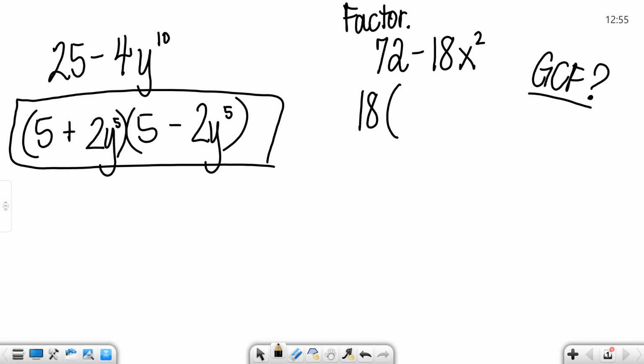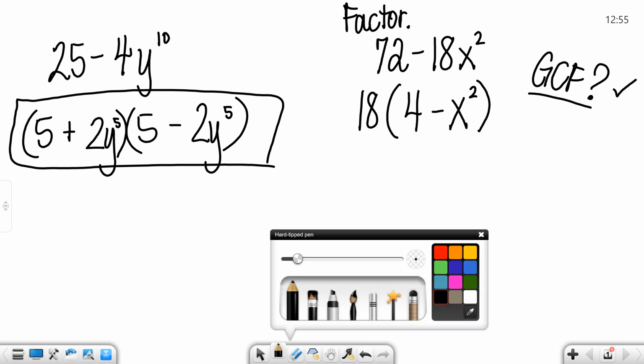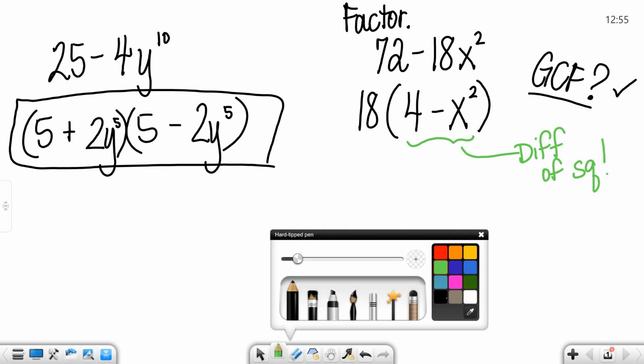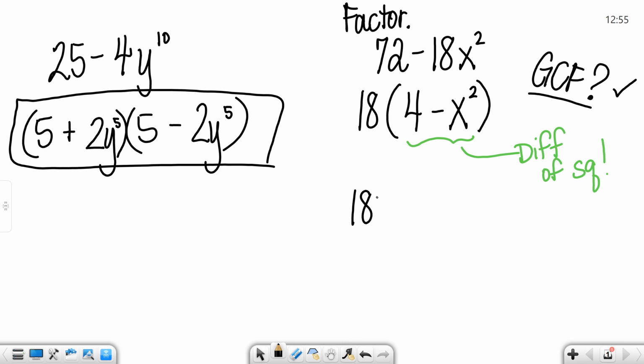So I'm going to factor it out. 72 divided by 18 is 4. 18 divided by 18 is 1. Okay, so I've taken care of my greatest common factor. And now I have to recognize that this is the difference of squares. So I need to factor that. I'm still going to keep that 18 sitting out front.